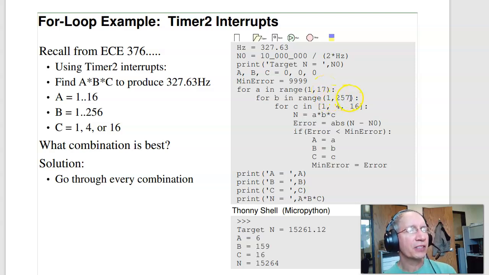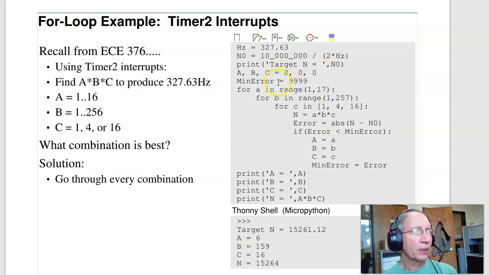When I do that, I'm going to calculate what is my target. Here's my frequency. The number of clocks that I want is 10 million divided by 2 times hertz. Again, you can throw in these underscores for 10 million, makes it easier to read, not necessary. There's the target that I want for n. I want A times B times C to be 15261.12. I can't get that exactly. What's the closest I can do?